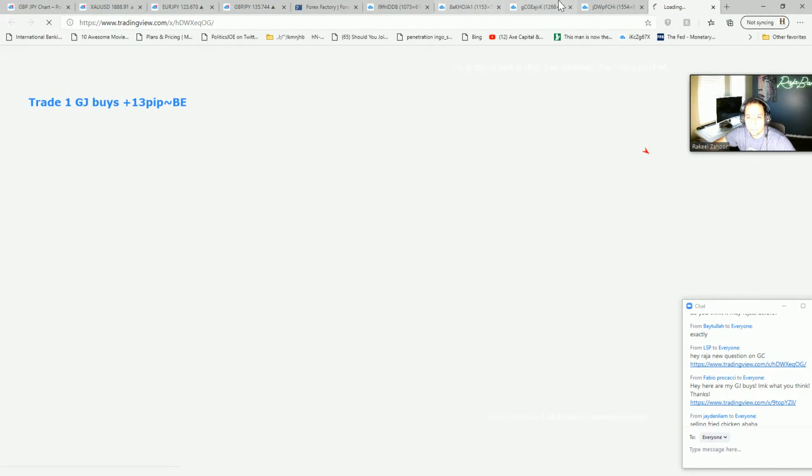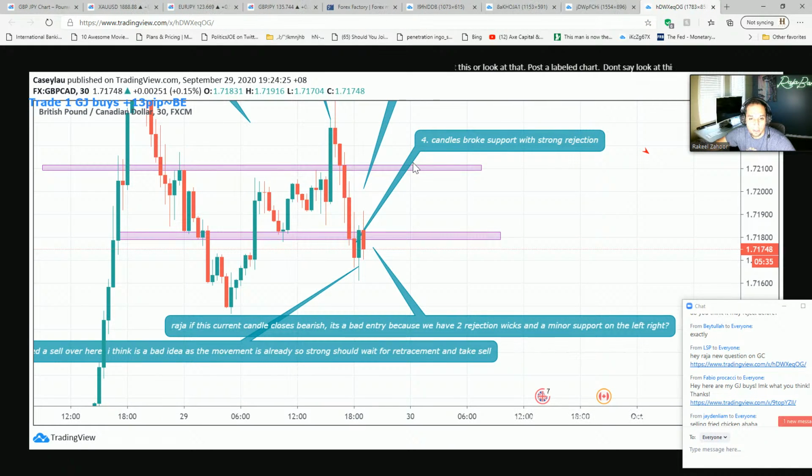Let's take a look at this GBPCAD position. If this current candle closes bearish, it's a bad entry because we have two rejection wicks on the left. If you look on the 15-minute right over here, there could be a low forming on the 15-minute. So I think a break of that low could maybe give you confidence for price to continue further bearish.